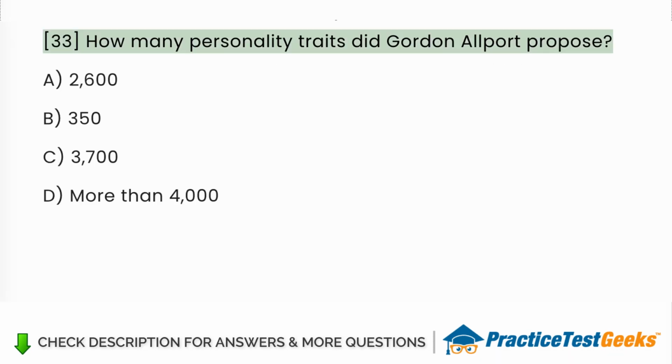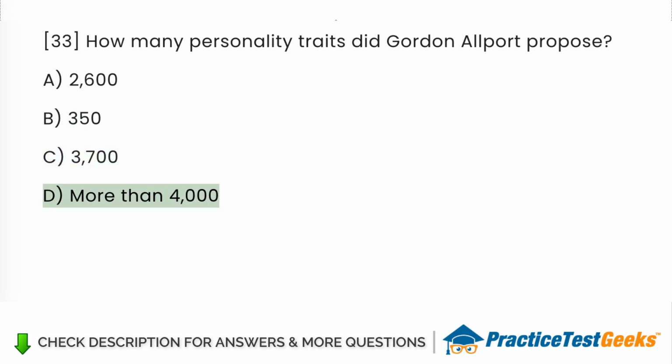How many personality traits did Gordon Allport propose? A. 2,600. B. 350. C. 3,700. D. More than 4,000.